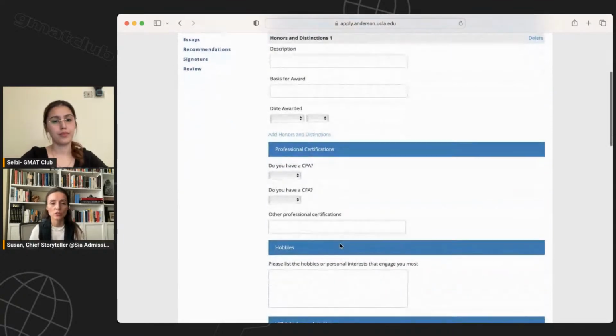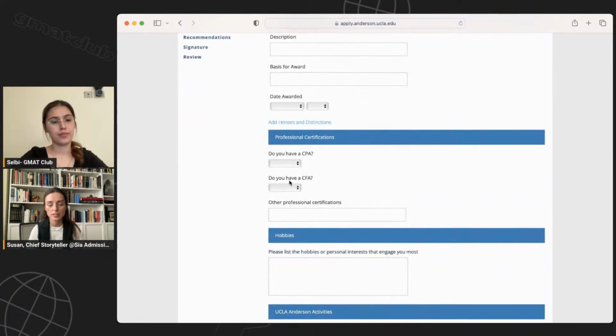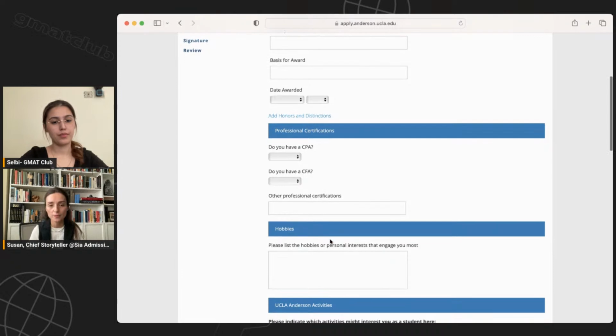Professional certification. So if you have a CPA or CFA, you're going to answer those here. And if there are other certifications, like project management or any other kinds, you would include those in here.